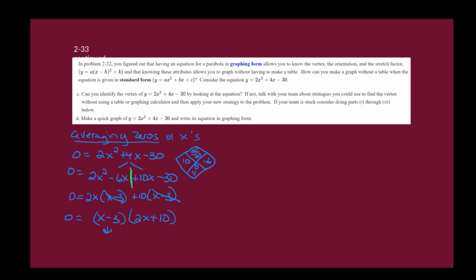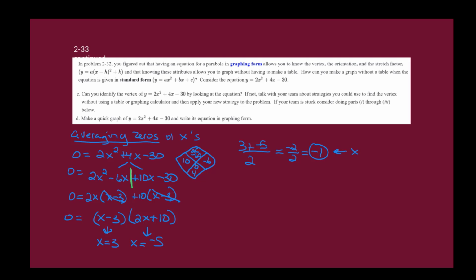But anyway, this one will evaluate to x equals 3, because remember, we have to have the sets of parentheses evaluate using the zero product property to 0. So this one will evaluate to x equals negative 5, okay? So we have our 2 zeros. So now what they're asking us to do by averaging the zeros is to take 3 plus negative 5 and divide it by 2, because there are 2 zeros. So our average is going to be -2 over 2, which equals -1.